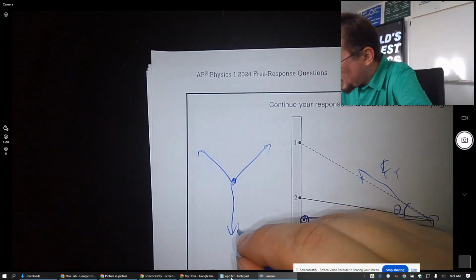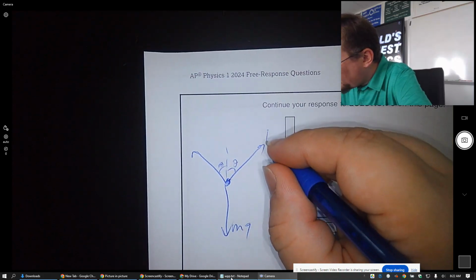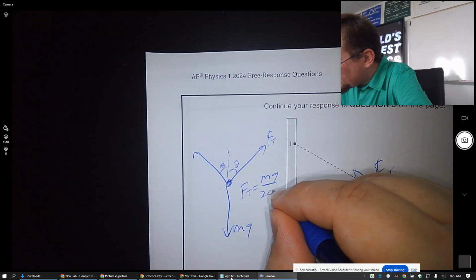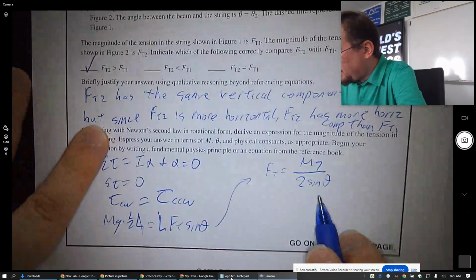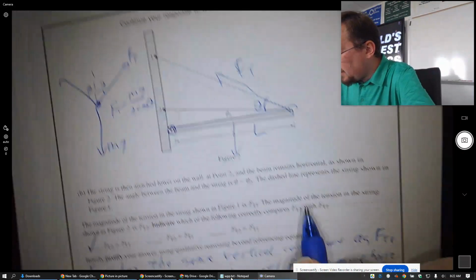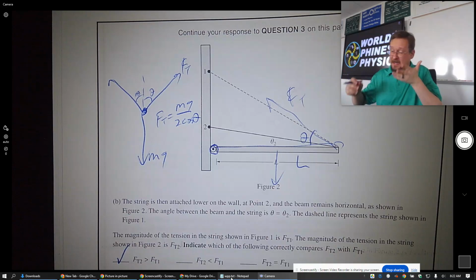And you may recognize that this is actually the solution to the hanging traffic light problem where you have mg and this, and you end up with the force tension is equal to mg over 2 cosine theta. Well, why is it cosine theta here and sine theta here? Because this is cosine theta, the theta is measured from a vertical line. This is sine theta because we're measuring from a horizontal line. So this is really the hanging traffic light.